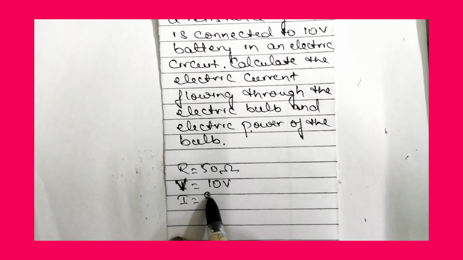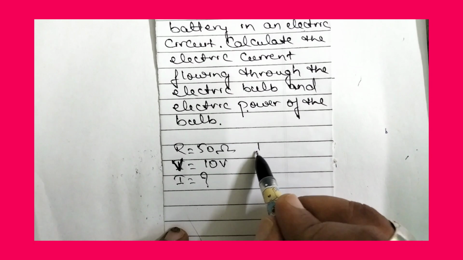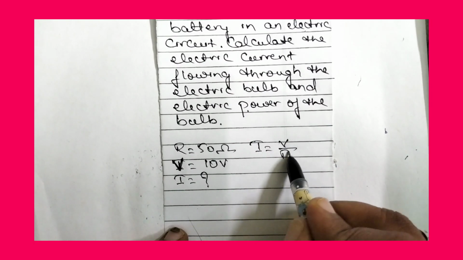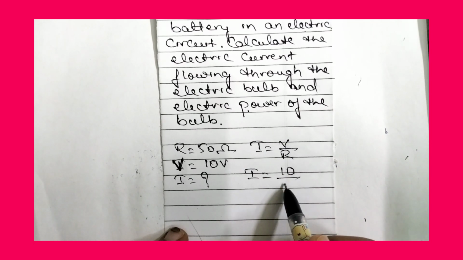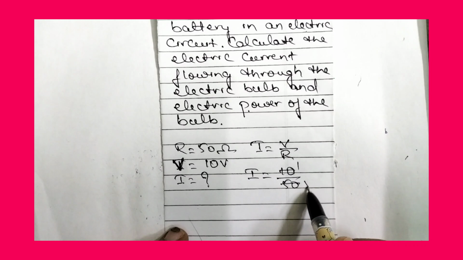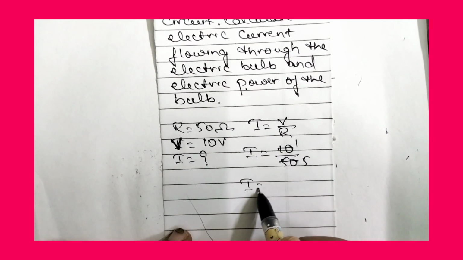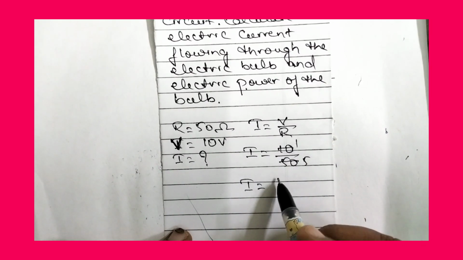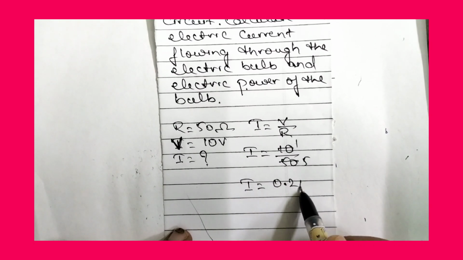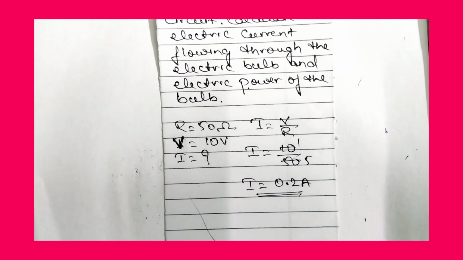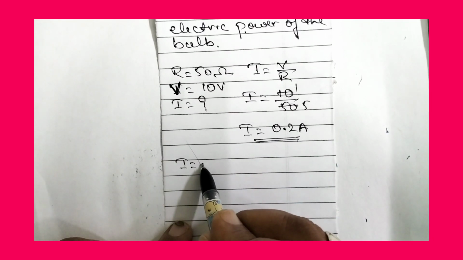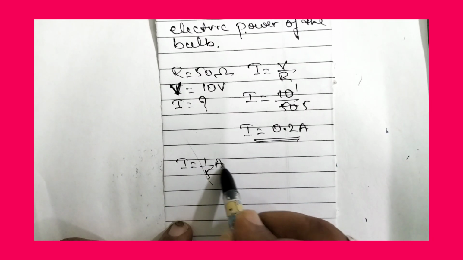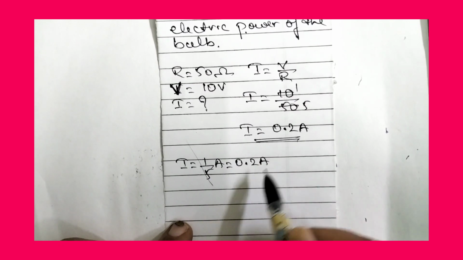Now we have to calculate the current that flows through the circuit. So I is equal to, according to Ohm's law, V by R. So I is equal to V, that is 10, R, that is 50. 10 ones are 10, 10 fives are 50. So the current that flows through the circuit is 1 by 5. When we divide 1 by 5, we get 0.2 ampere. So 0.2 ampere of current flows through the circuit. After calculating current, I is equal to 1 by 5 ampere, or it is equal to 0.2 ampere.